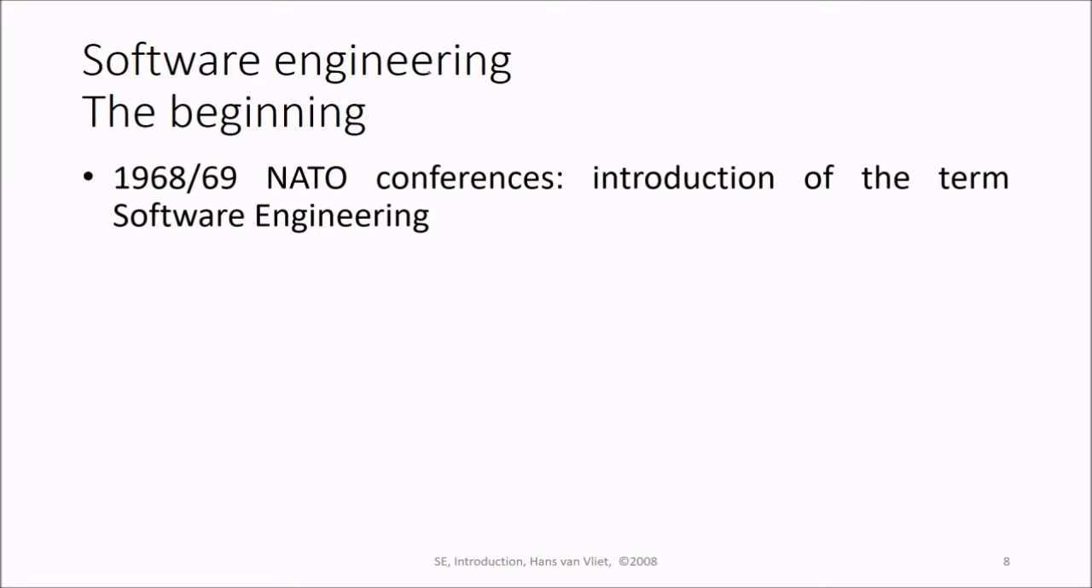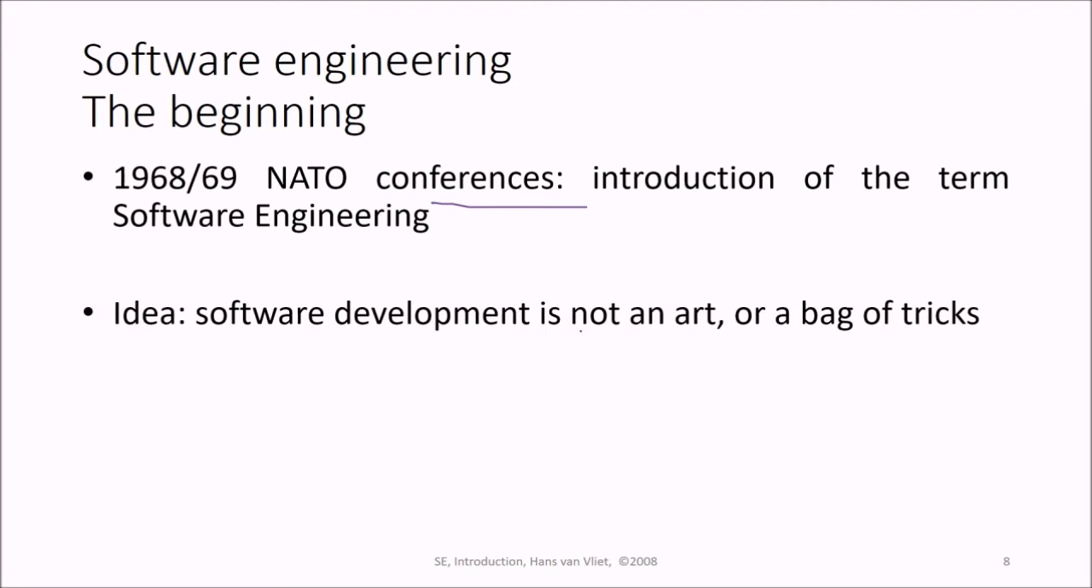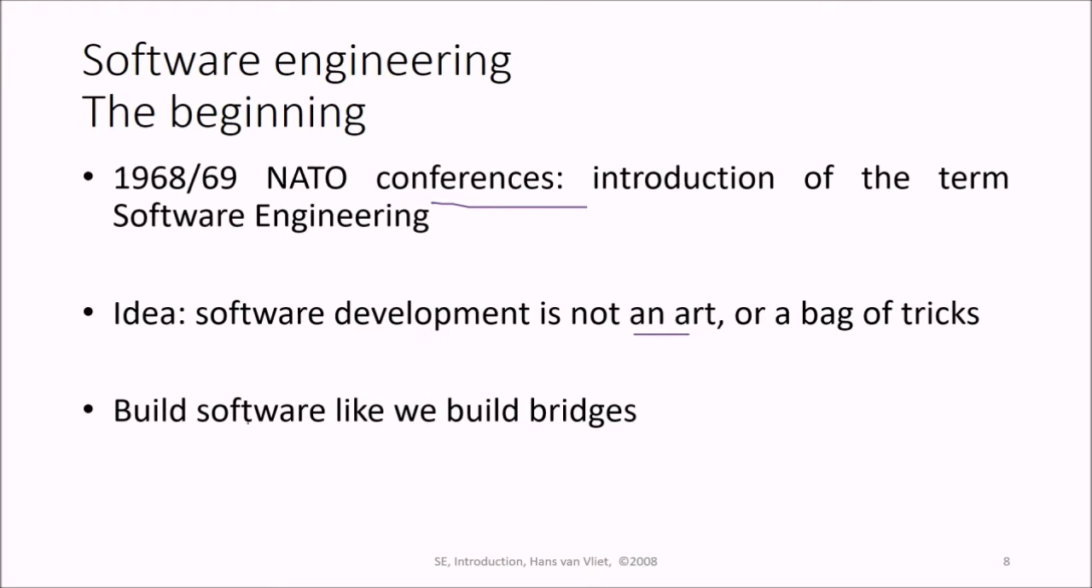Now let us talk about software engineering, how it began. In 1968-69, NATO conferences were organized. So the introduction, or the coining, of the term software engineering took place. The idea was software development is not just an art. It's not just some trick, but we need to build software just like we build bridges. We build any engineering masterpiece.